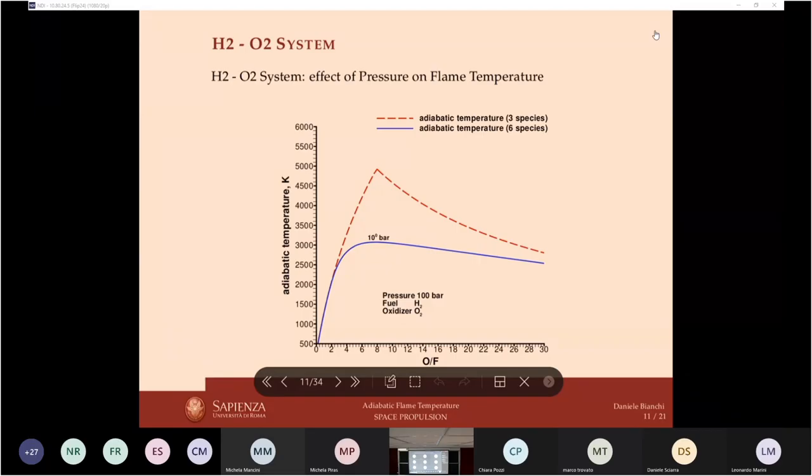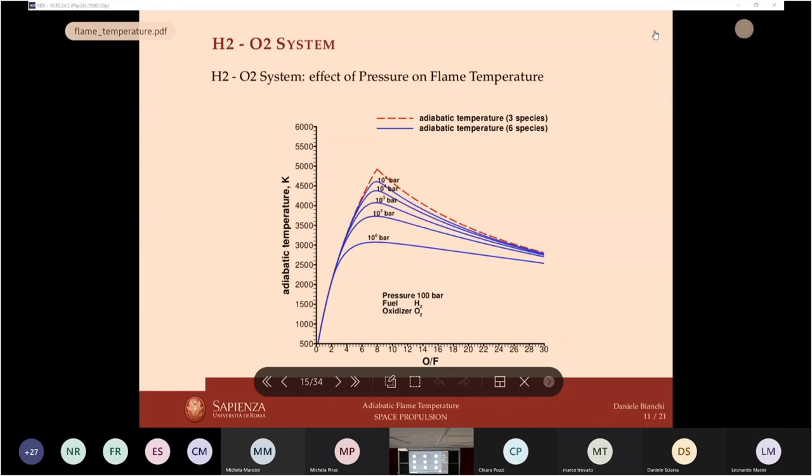So we can continue, and here we can see the value of the adiabatic flame temperature as a function of O/F at different pressures. This is only H2O as the product, and this is at 1 bar. And then you see that if I increase pressure, we go more and more close to that line.